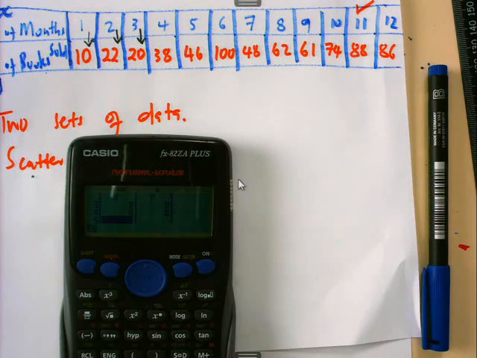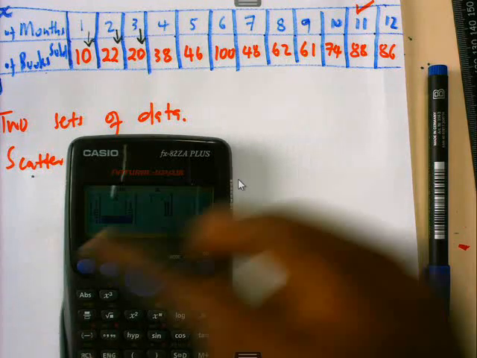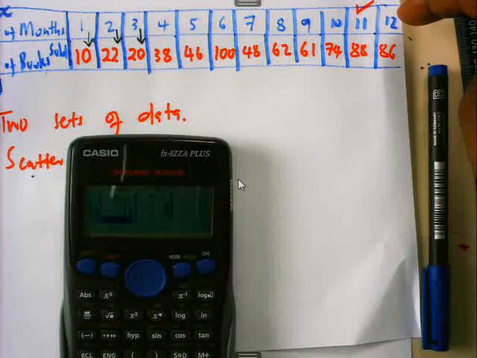Then you go 5, and I say is equals to on my calculator, 6 is equals to, 7 is equals to, 8 is equals to, 9 is equals to, 10 is equals to, 11 is equals to, 12 is equals to. Very good. There we are. You see we have entered all the numbers that we had on the first set of data there.